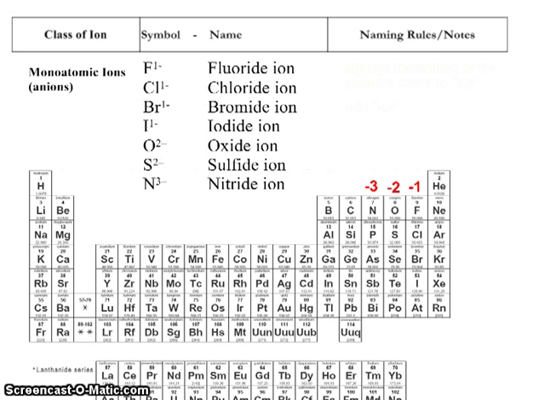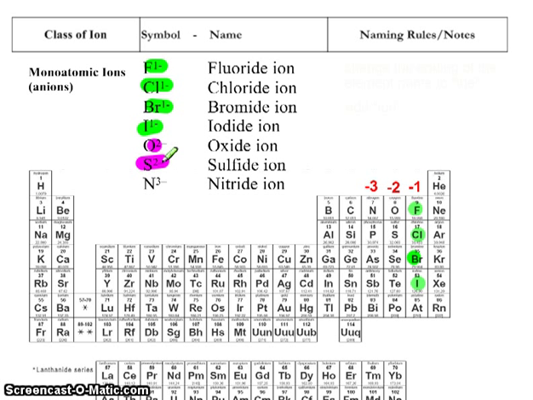The second batch of ions are the monoatomic anions, the negative ions. If we take a look at these, we will see that fluoride, chloride, and bromide, as well as iodide, the halogens, all form -1 ions. These halogens all have 7 valence electrons, so if they gain 1 electron to have a stable octet of electrons, then it'll have an extra electron, and it takes on what we call a -1 charge.